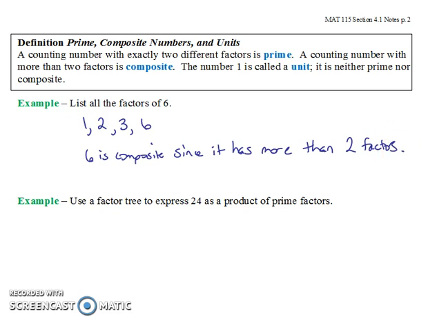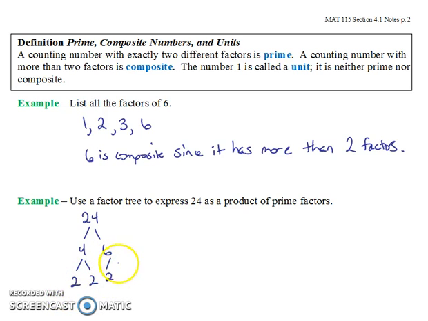Let's use a factor tree to express 24 as a product of prime factors. Well, let's take 24 and break it down. You can start any way you want. I'm going to do 4 and 6. Then I'm going to break down 4 as 2 and 2. Once I can't break down 2 any further, except for 1 times itself, then I'm done.